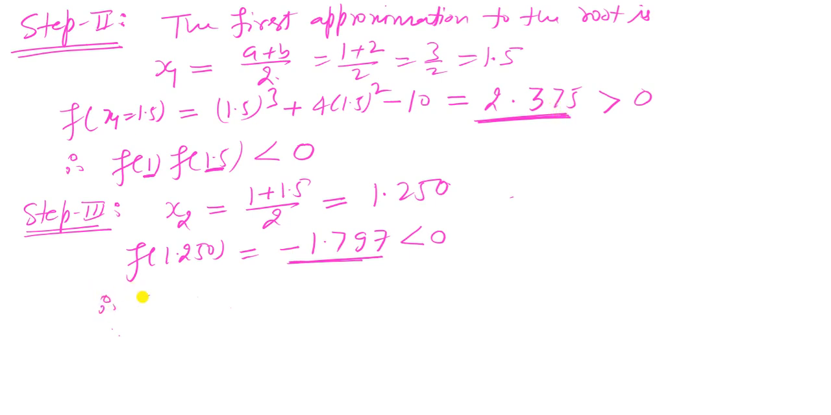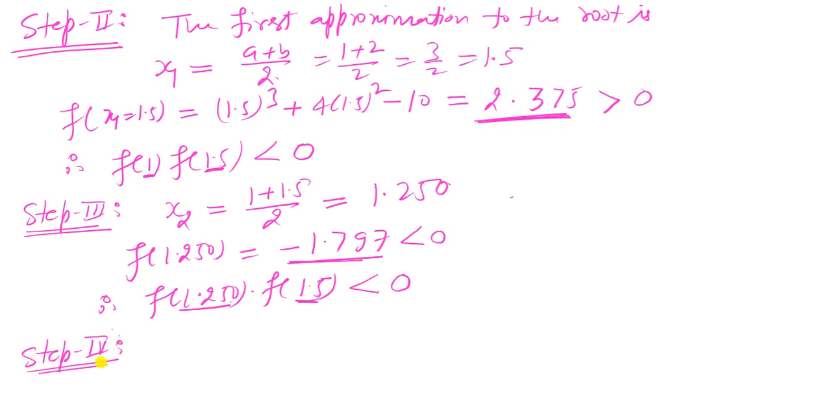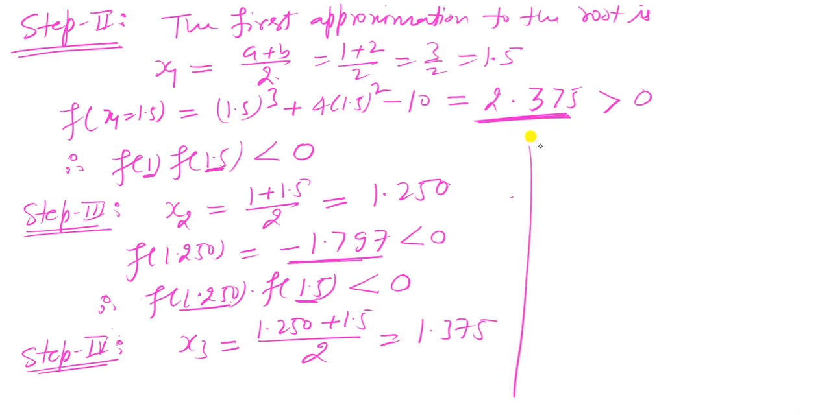So therefore f(1.250) into f(1.5) is less than 0. So the root is lying between 1.250 and 1.5. In step 4, the third approximation to the root is denoted by x3, and x3 is equal to (1.250 plus 1.5) upon 2, and this value is 1.375. Now compute the functional value.